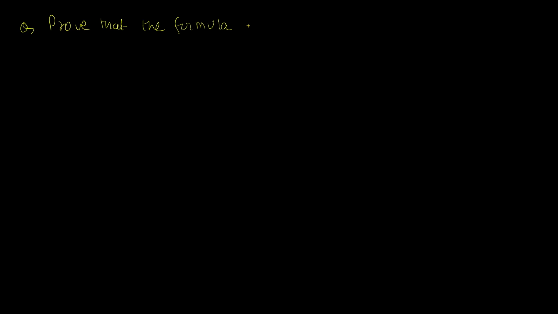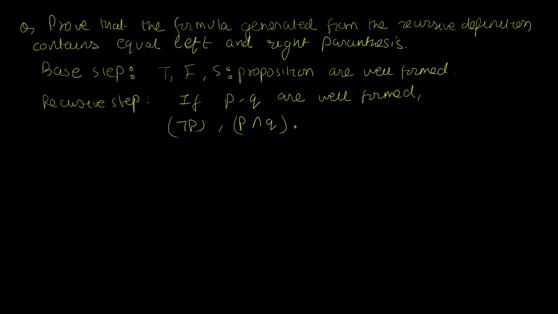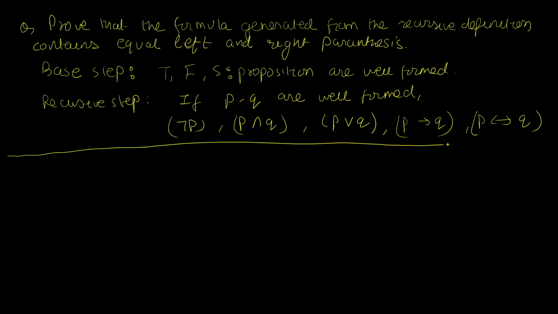Prove that the formulas given by the following definition have an equal number of left and right parentheses. So this is exactly the same problem that we looked at yesterday, and we know that it allows us to generate a family of well-formed formulas in propositional logic. And today our goal is to show that every formula that is generated using these rules will have an equal number of left parentheses and right parentheses.